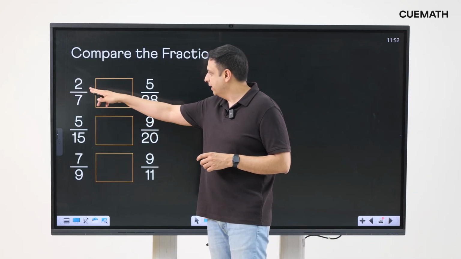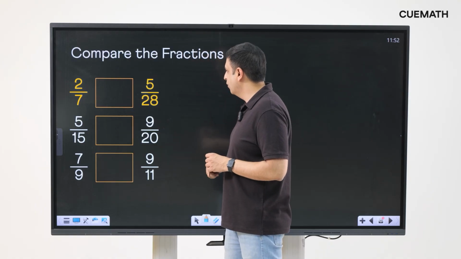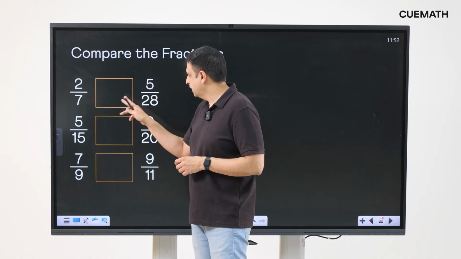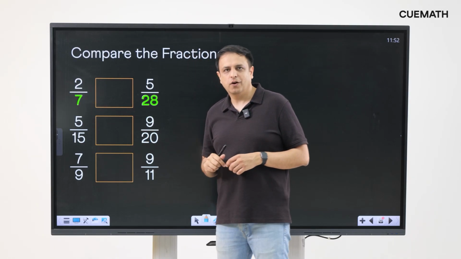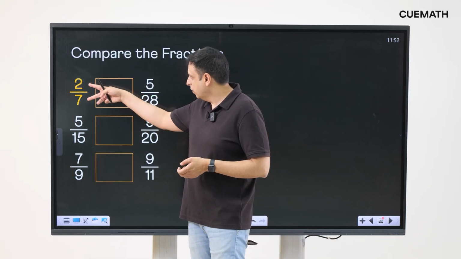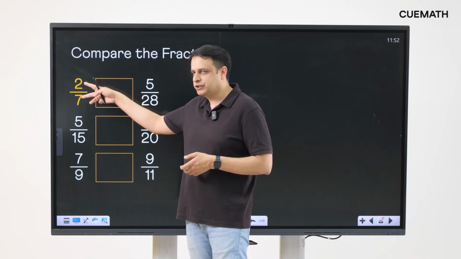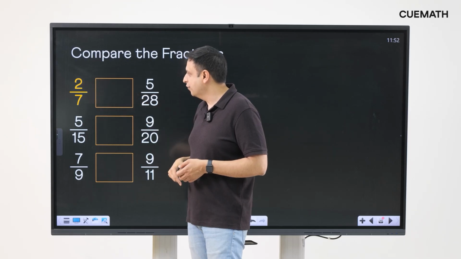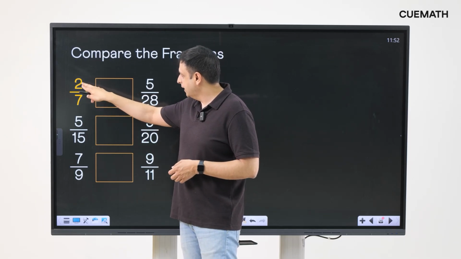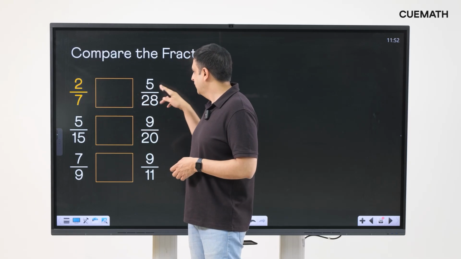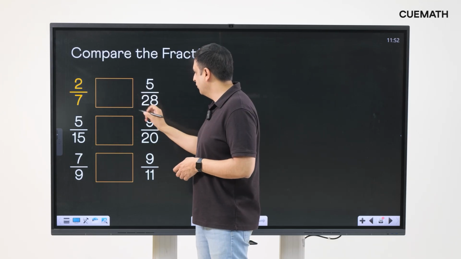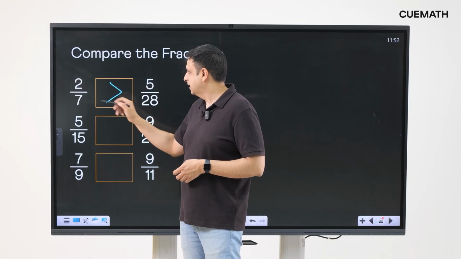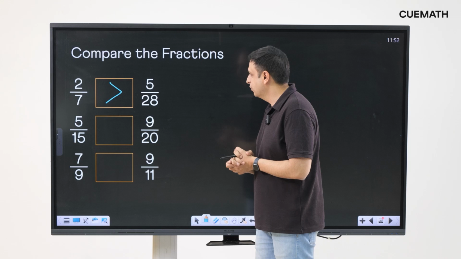So here we have to compare 2 over 7 and 5 over 28. So we notice that 28 is a multiple of 7. So we can convert this into an equivalent fraction with the denominator 28 just by multiplying above and below by 4. So we will get 8 over 28, and now we can compare that with 5 over 28. So this is greater, and therefore 2 over 7 is greater than 5 over 28.